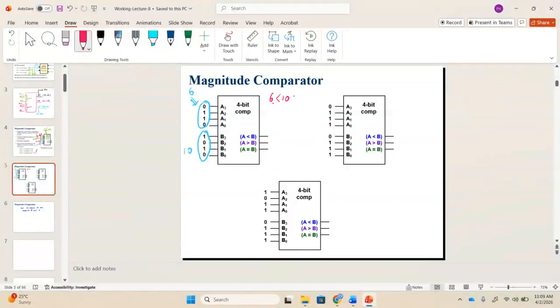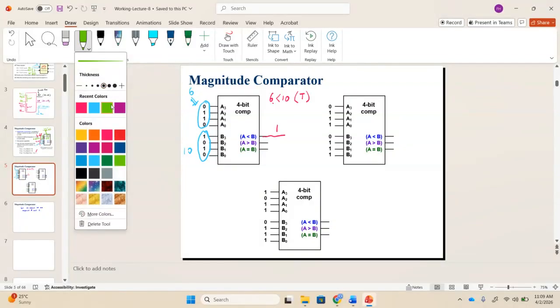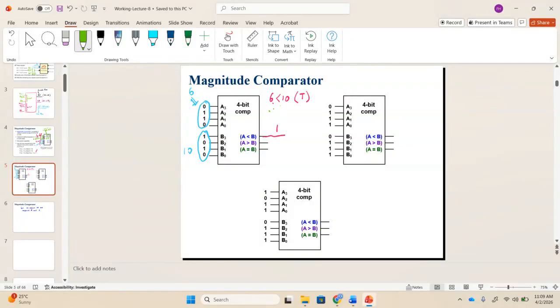True or false? True. If it's true, it means it's a logical one. So 6 is smaller than 10, it's true, so this is 1. Now using another color, the green color, 6 is greater than 10. True or false? False. So A is greater than B will be 0. And 6 is equal to 10. True or false? It's false. This will be 0.